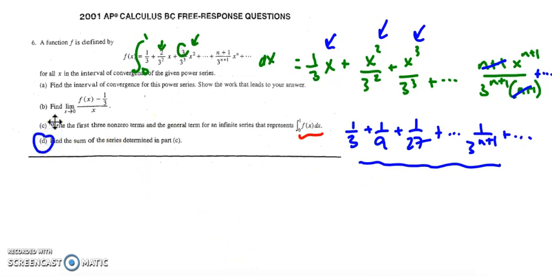Now you only know there are 2 types of series that you can actually find the sum of, geometric or telescoping. So if they're ever asking you to find the sum, chances are it's going to be a geometric because we just don't see telescoping on the test. I look at this and I see a geometric with an r equal 1/3 and a first term equal 1/3.